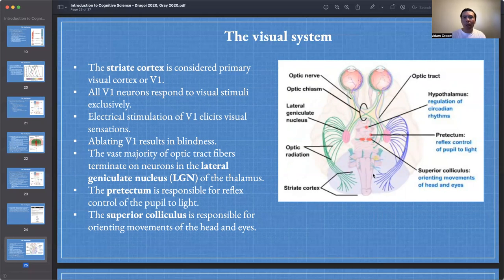And here, if we're looking at this figure, we see that the eyes are forward, and the striate cortex is in the back, where the occipital lobe would be. So we see that the vast majority of optic tract fibers terminate on neurons in the lateral geniculate nucleus, or LGN, of the thalamus. Okay, so that's here. The lateral geniculate nucleus of the thalamus is right here.